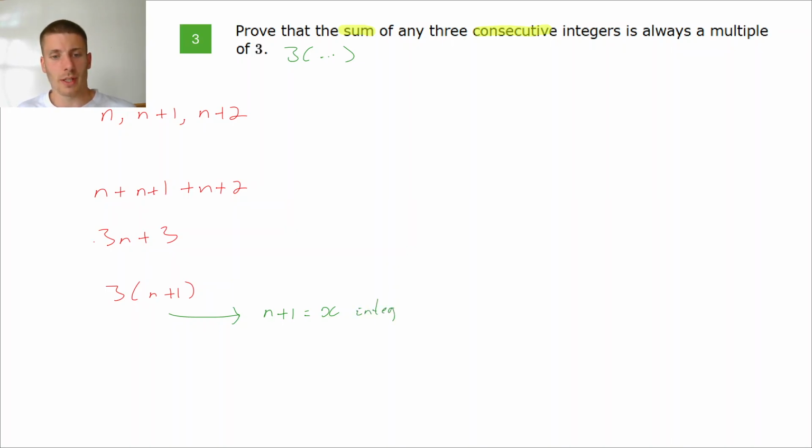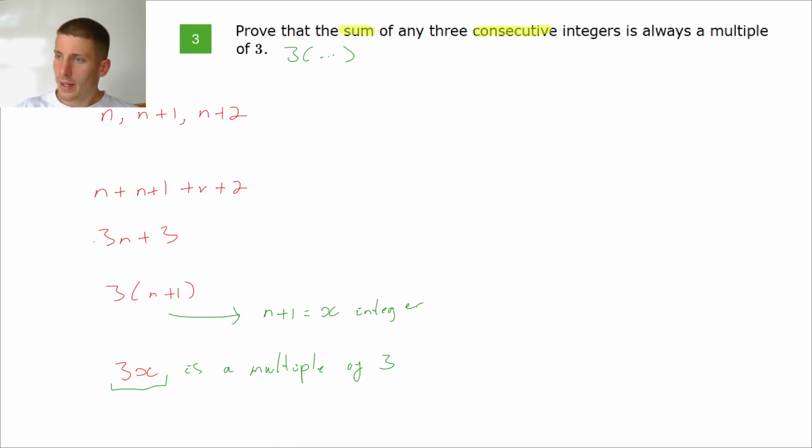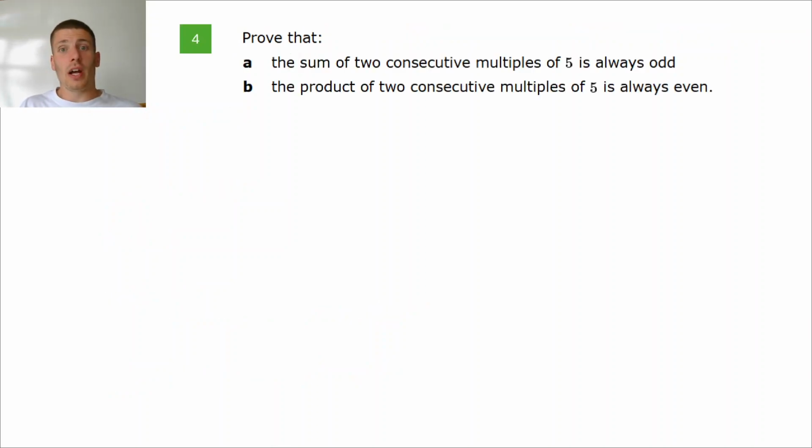So x is just some integer, which means I can write this now as 3x, because n plus 1 I've replaced with x. And we know, okay, that 3x by definition is the 3 times table. Okay, so 3x is a multiple of 3, which is exactly what the question wants. Okay, prove it is a multiple of 3. 3x is a multiple of 3. Okay, perfect.